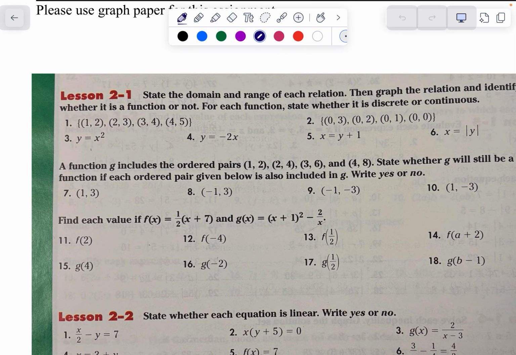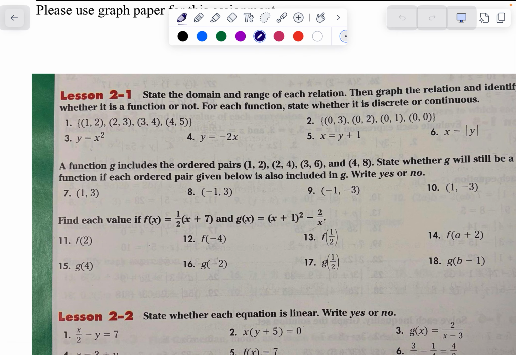Problems 1 through 6 say to state the domain and range, graph the relation and tell whether or not it is a function. For each function, state whether it is discrete or continuous. Okay? So we're going to use Desmos to complete some of this because we haven't jumped into the deep dive of graphing yet. So I don't expect you to be able to graph them, but you need to draw me just a little sketch, okay? So number 1, what you're looking for in the domain are the set of x's.